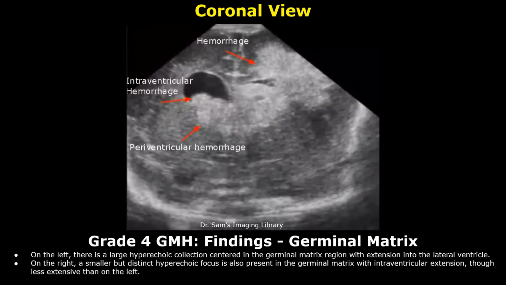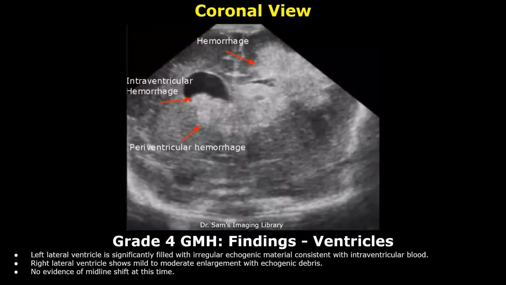Here are the findings. Germinal matrix. On the left, there is a large hyperechoic collection centered in the germinal matrix region with extension into the lateral ventricle. On the right, a smaller but distinct hyperechoic focus is also present in the germinal matrix with intraventricular extension, though less extensive than on the left.